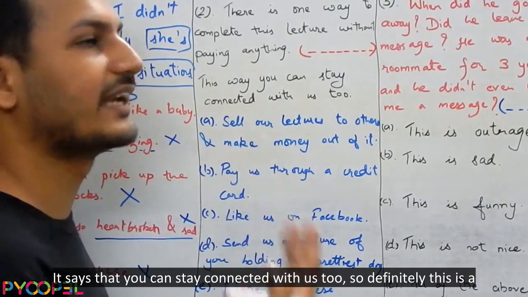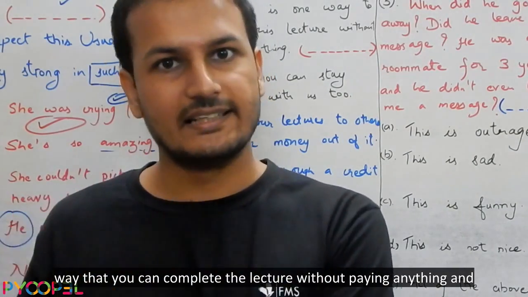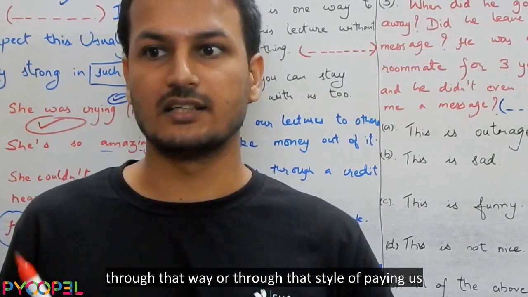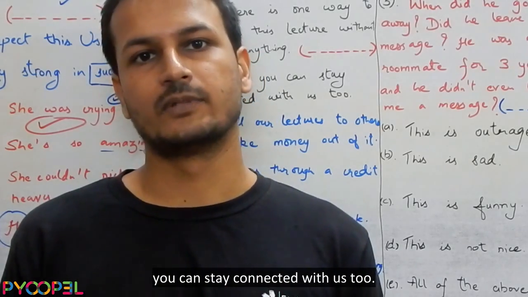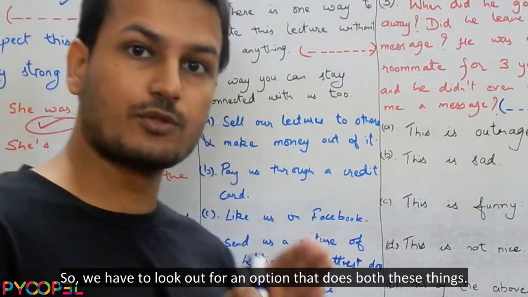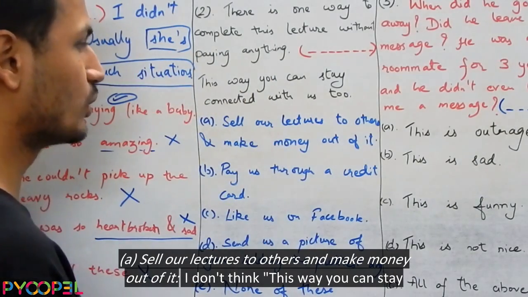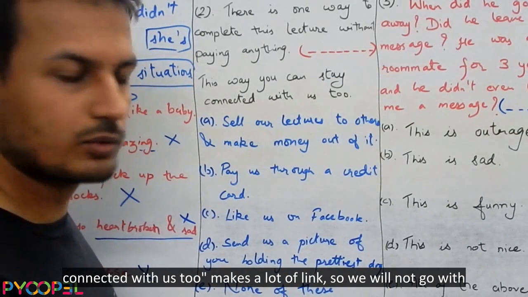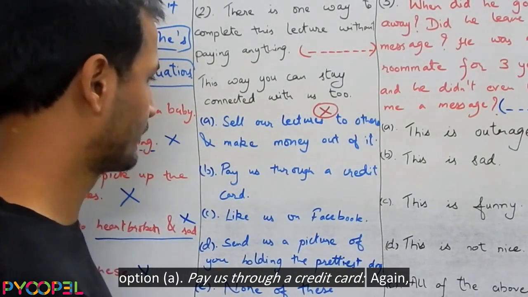It says that you can stay connected with us too. So definitely this is a way that you can complete the lecture without paying anything, and through that way or through that style of paying us, you can stay connected with us too. So we have to look out for an option that does both these things. A, "Sell our lectures to others and make money out of it." I don't think this way you can stay connected with us too makes a lot of link. So we'll not go with option A.